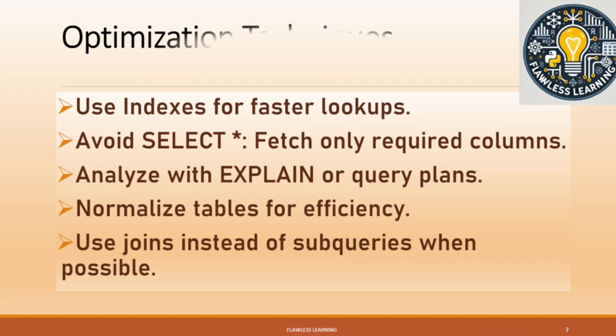Now, optimization technique. So how can you optimize your querying, because there are a lot of databases, and how can you optimize your database, your query? So basically for indexes, for fast lookups, we already told in the previous slide. Now avoid select star, because select star fetches all the columns, right, but whenever you have a lot of data and a lot of records, it is time consuming, right, so we have to avoid select star, just fetch only required columns, then analyzing with explain or query plans, right.